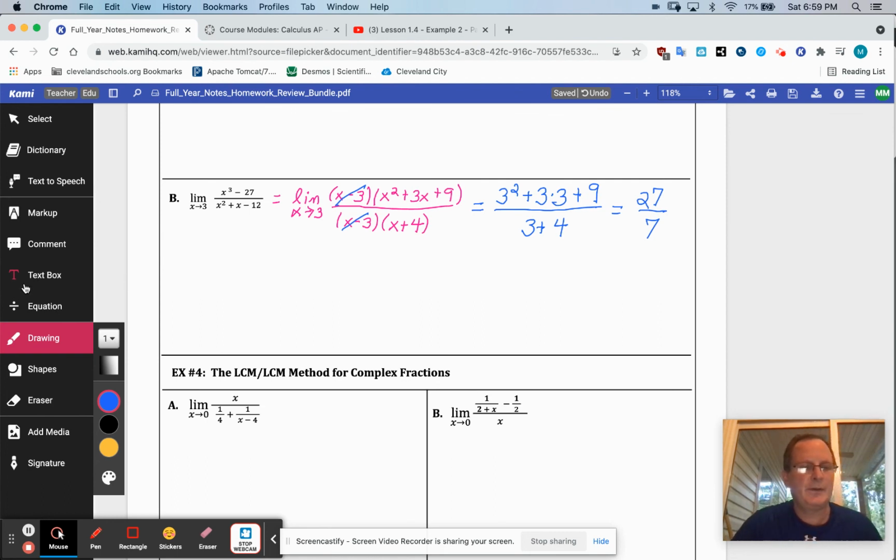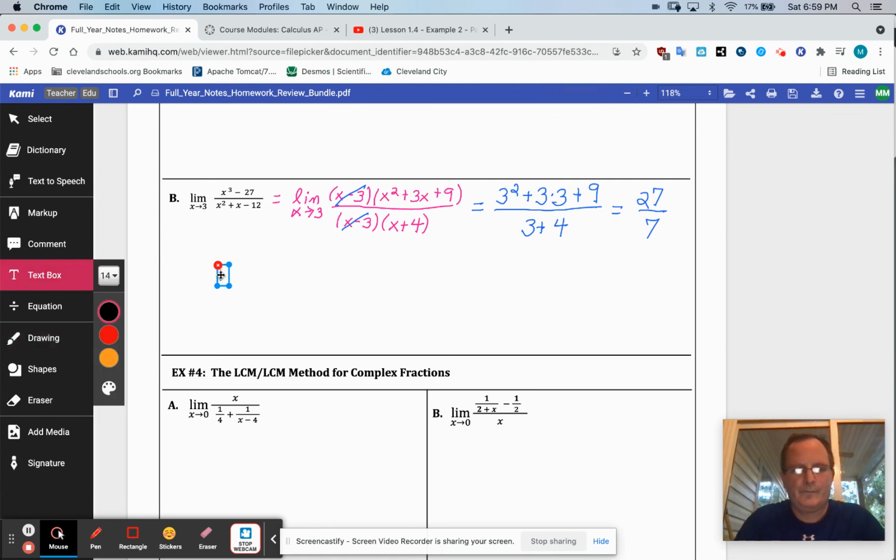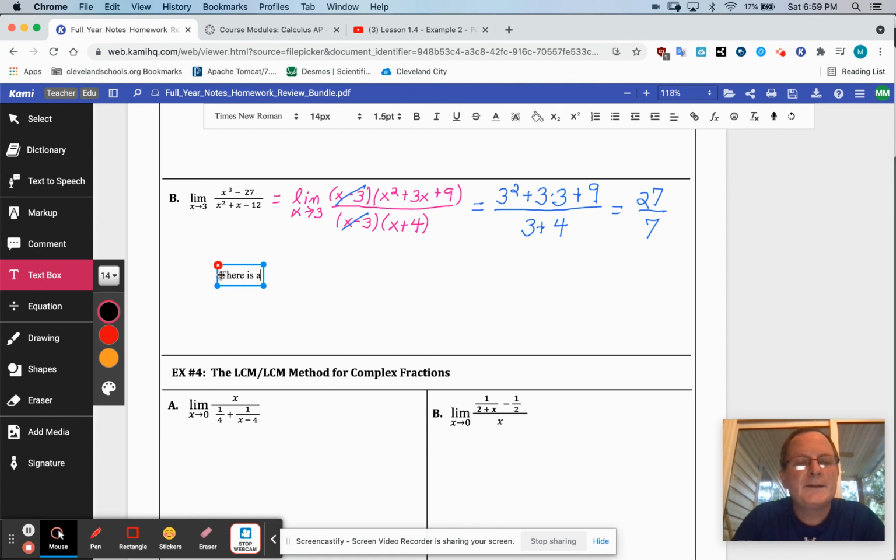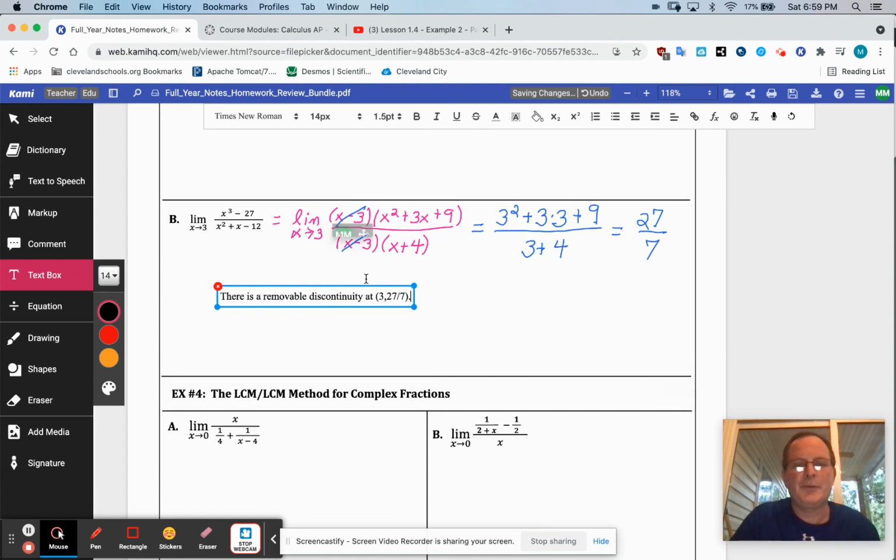So I'm going to say there is a removable discontinuity at 3 comma 27 over 7. That's supposed to be over 7. They didn't ask that, but I just wanted to put it. Okay, so that is example 3B.